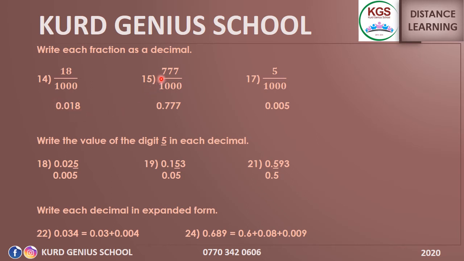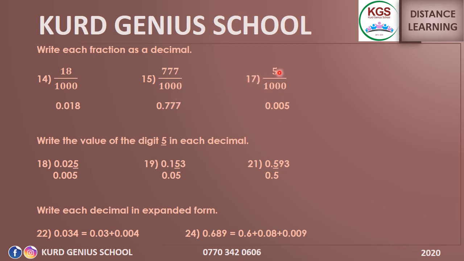Number 15, we have 777 thousandths. We don't have the whole number, so write 0 in the whole number part and then the decimal point. We have 777 parts out of 1000 parts. Since the denominator is 1000, we should write 3 digits to the right of the decimal point. The numerator here itself is 3 digits, so you don't have to do anything except writing the numerator next to the decimal point. So 777 thousandths is the decimal form.